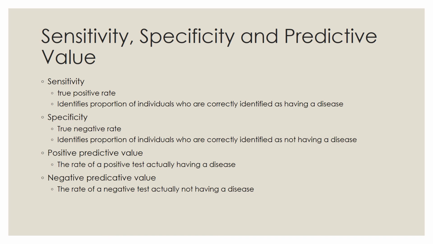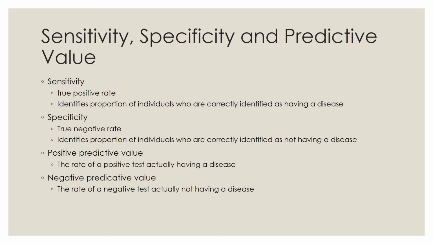All right, this question went over the definitions of sensitivity, specificity, and both positive and negative predictive value. So sensitivity is the true positive rate. It means the proportion of individuals who are correctly identified as having a disease. And specificity is the opposite. It's the true negative rate. It identifies the proportion of individuals who are correctly identified as not having the disease.